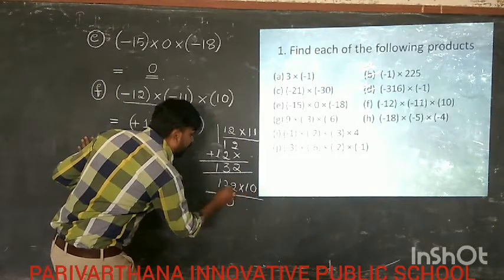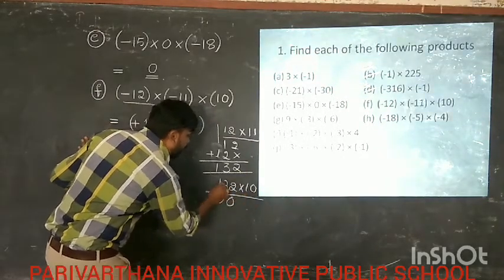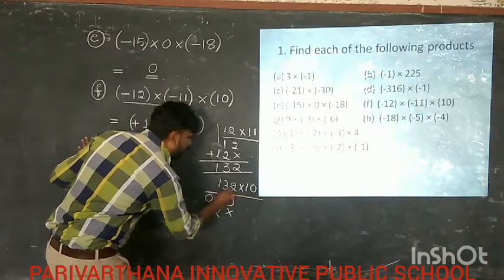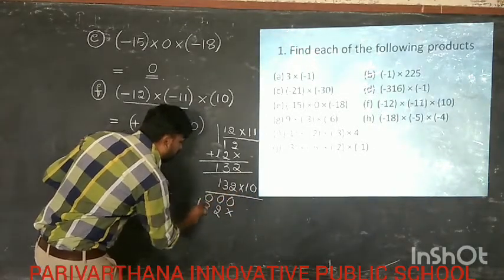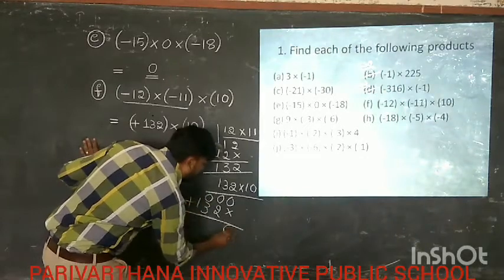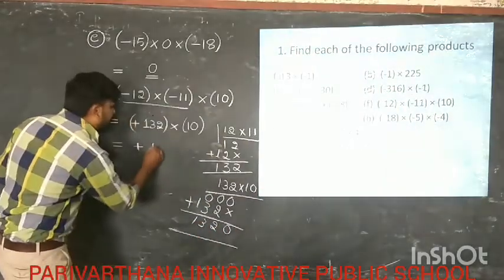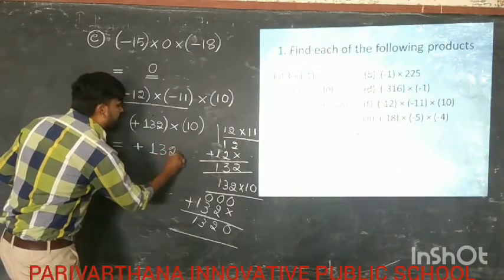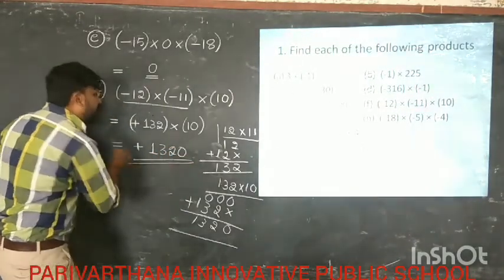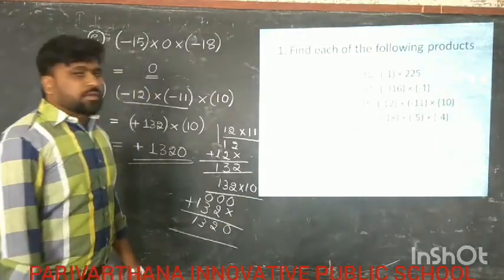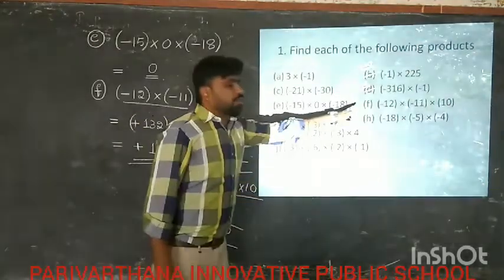0 times 2 is 0. 0 times 3 is 0. 0 times 1 is 0. 1 times 2 is 2. 1 times 3 is 3. 1 times 1 is 1. And 0, 2, 3, 1. The final answer is 1,320. 1,320.